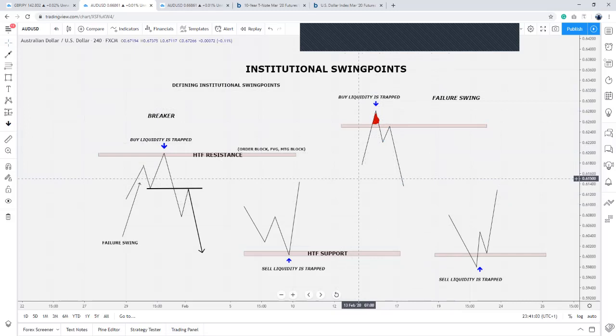So a failure swing basically looks like a breakout system. It's a total kind of setup whereby price looks like it's breaking out of the higher time frame level, but price quickly pulls down below.